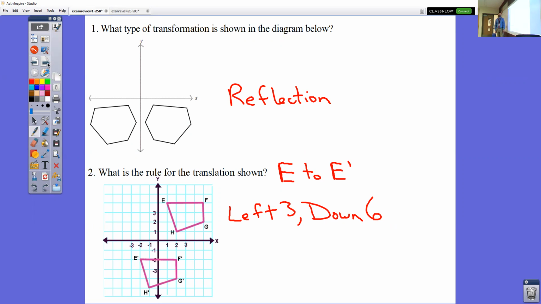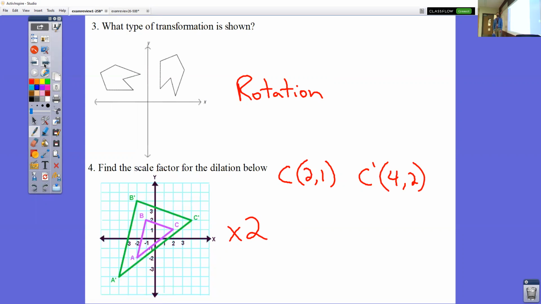In question number 2, what's the rule for the translation? Pick a letter to another letter. I picked going from E to E prime. So I'm going left 3 and down 6. Left 3, down 6. You can pick any letter to the same letter prime.